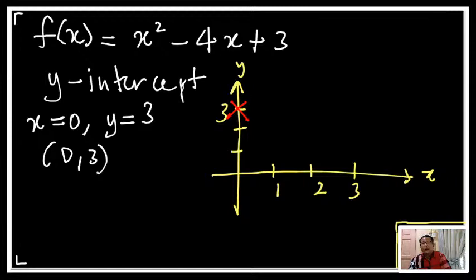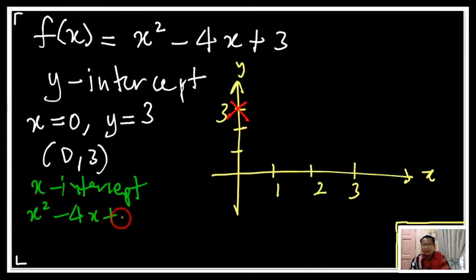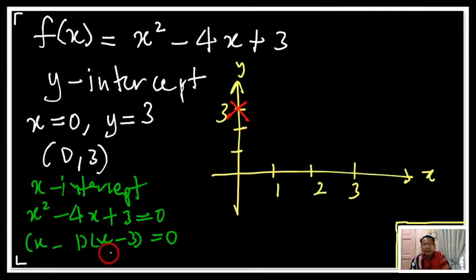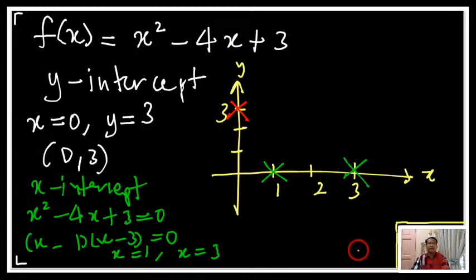And then the x-intercept. This one, y equal to 0. So x squared minus 4x plus 3 equal to 0. So you factor this out. Equal to 0. 1 times 3 is 3, minus, minus. So x equal to 1 or x equal to 3. So (1, 0) and (3, 0). So now you already have 3 points on the graph.